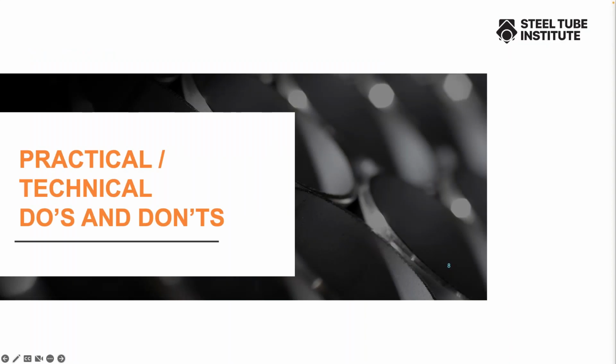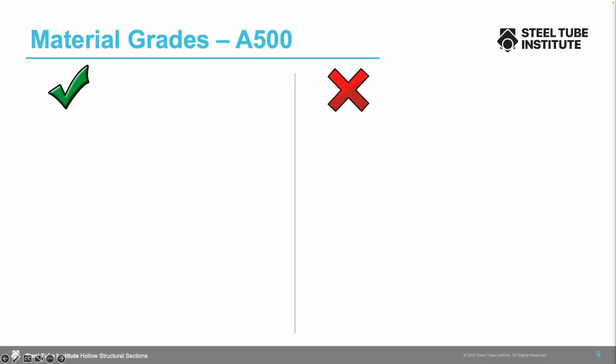So let's jump in. First, we'll look at practical and technical do's and don'ts, things that you need to use in your everyday design practice. We'll start with material grade, and specifically A500. A500 is the most commonly used HSS material grade. And when you are specifying A500, do specify grade C.